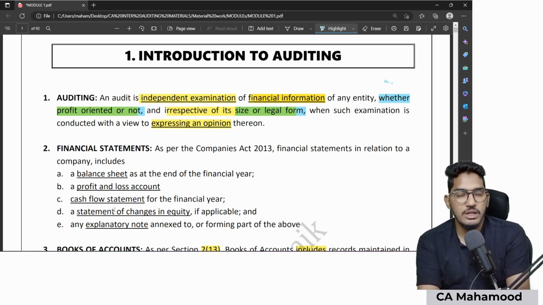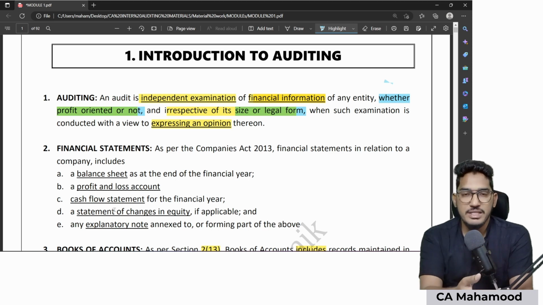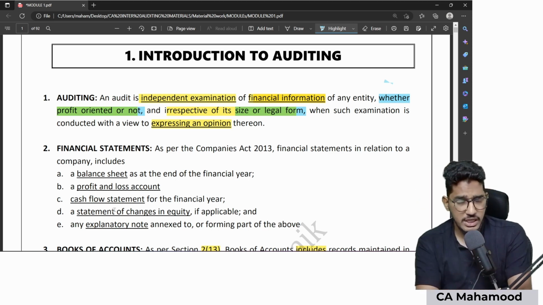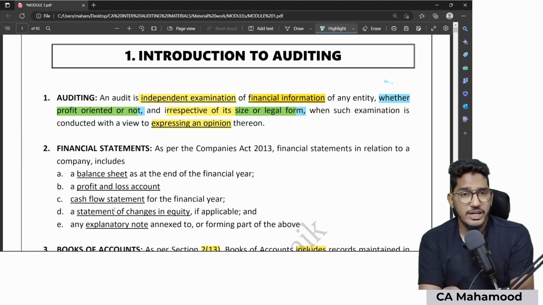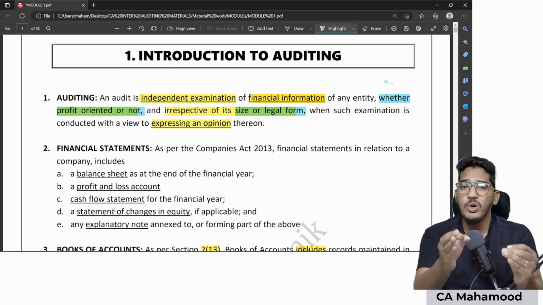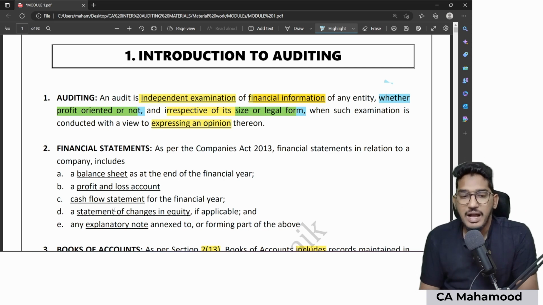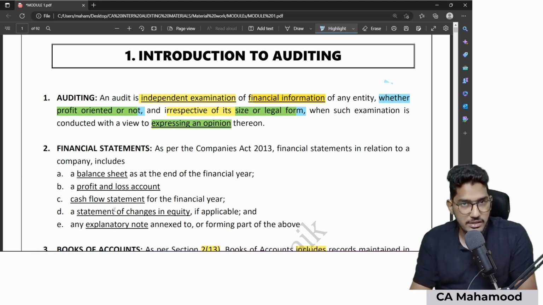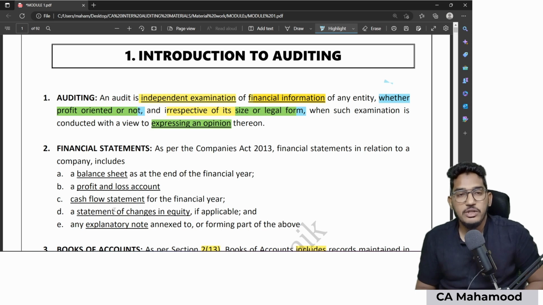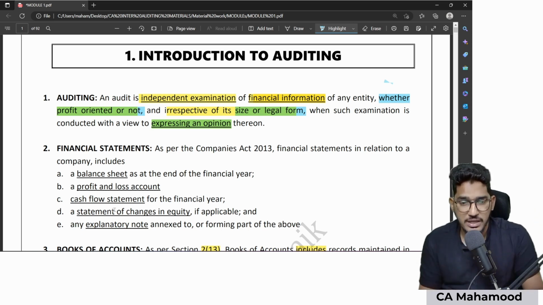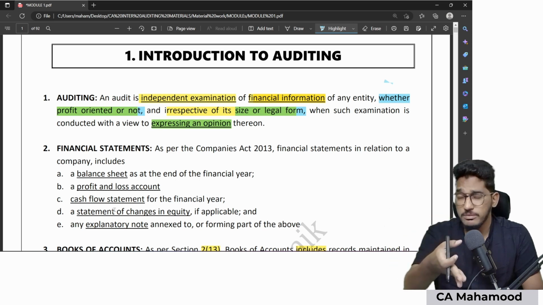Every work should contain outcome. Without outcome, if you are doing some activity, what is the purpose of doing it? Even in the audit, if you are independently examining financial information of the client, what is the ultimate objective of doing it? That is expressed in the last part of the definition, which says with a view to expressing an opinion. The ultimate objective of the entire process of audit is to express an opinion thereon.